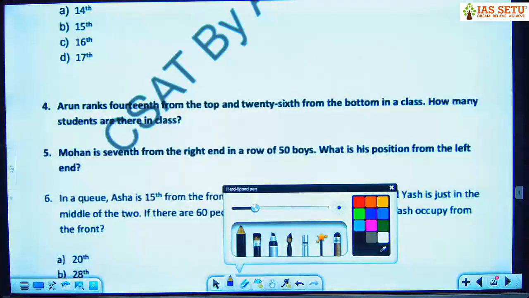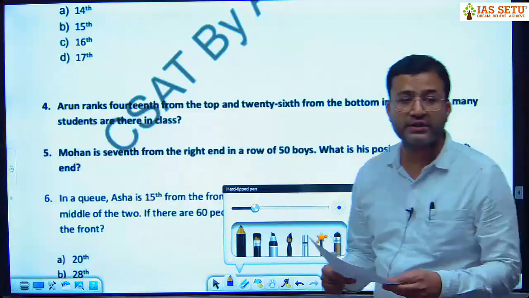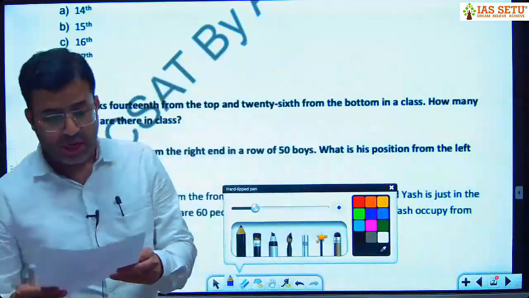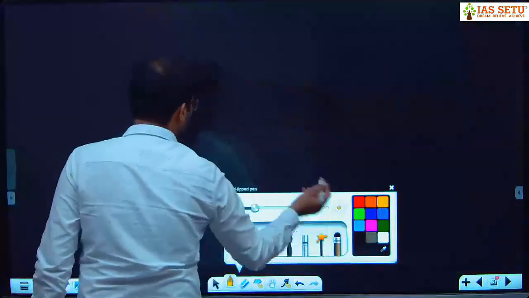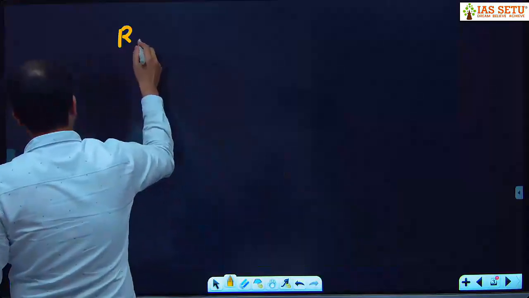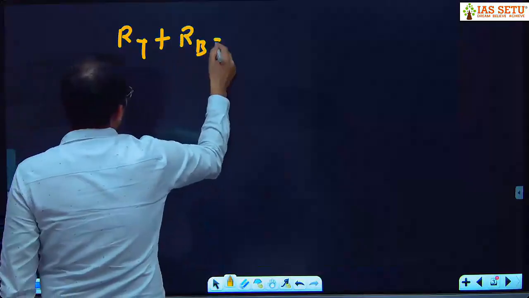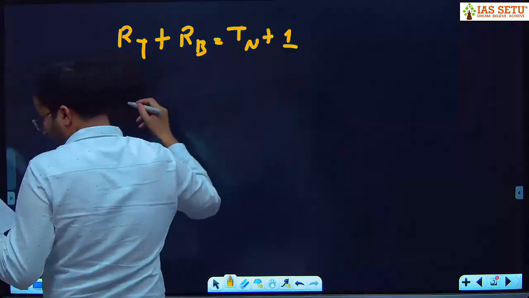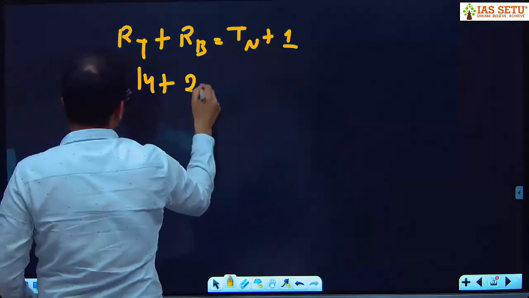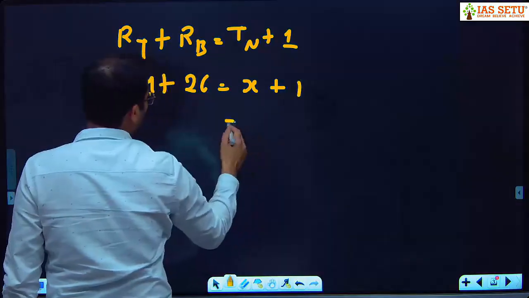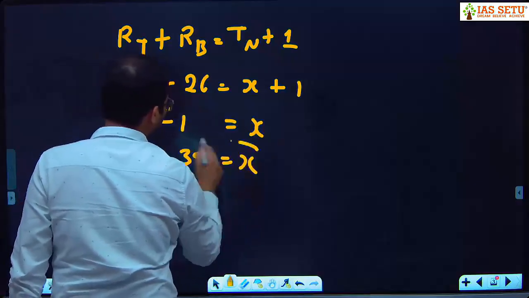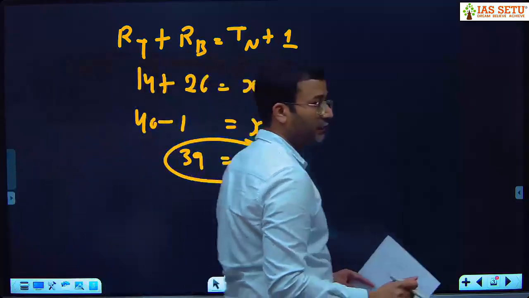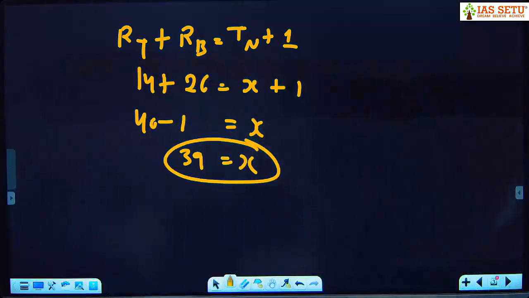So here Arun ranked 14 from the top, 26 from the bottom in a class. How many students are there in the class? So this is ranking from top plus ranking from bottom is equal to total number plus 1. Arun ranked 14 from the top, 26 from the bottom. So we will solve for total number. So this is 40 minus 1. x is equal to 39. So total here is 39. Fine.